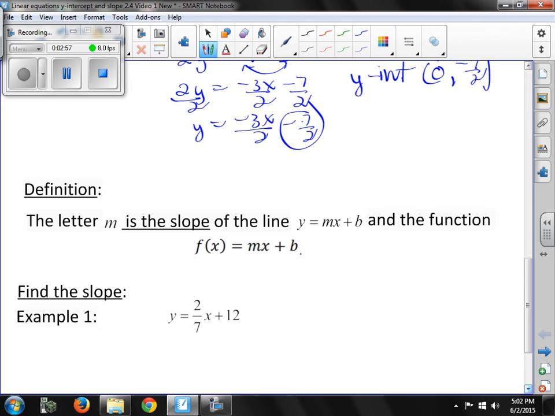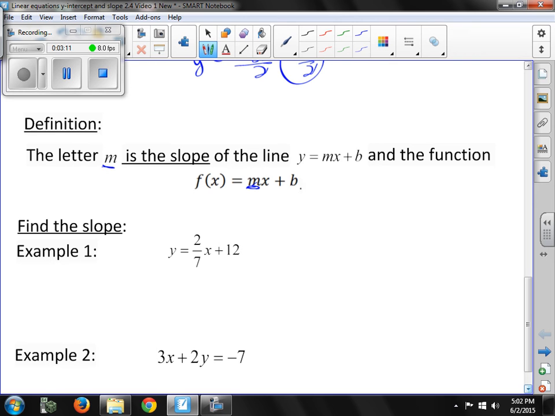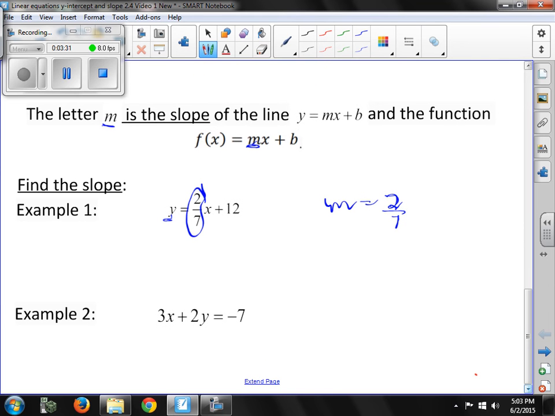Now let's talk about the definition of the letter m in the equation: it is the slope of the line. The coefficient in front of the x is always going to be the slope of the line of a linear equation. Find the slope of this line. The coefficient in front of the x is always going to be the slope. Notice this one was already solved for y, so the slope of the line is 2/7. Sorry, my pen is not cooperating. Remember, the slope of a line, let's recall, is the rise over the run.